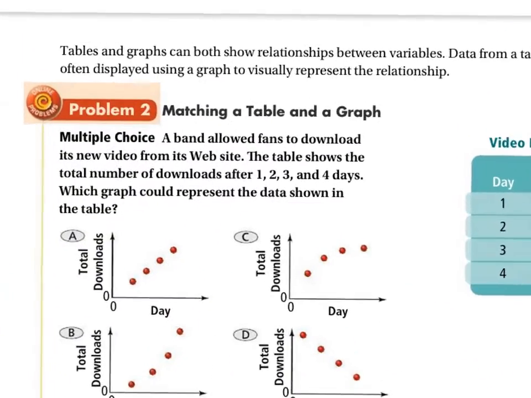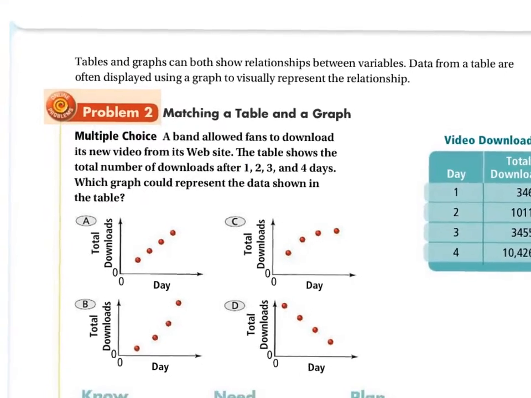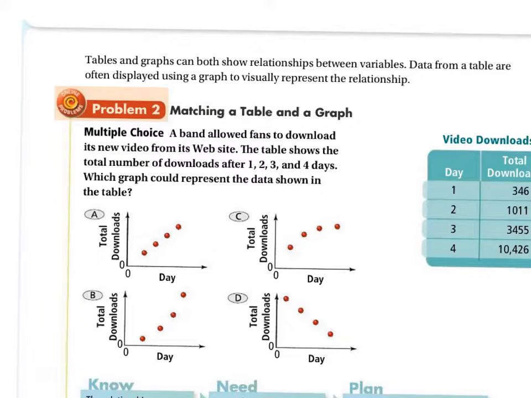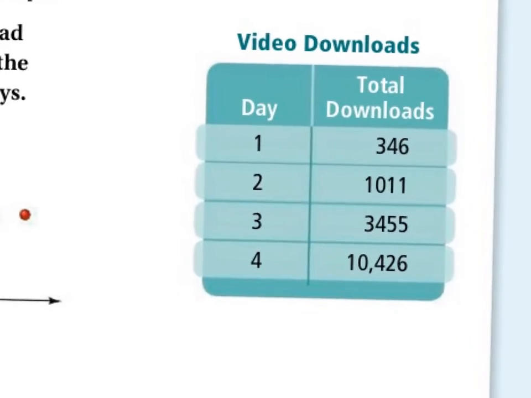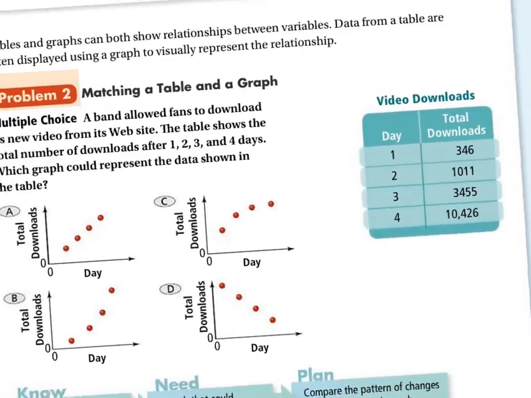So the next thing talks about how tables and graphs can both show a relationship between variables. So data from a table are often displayed using a graph to visually represent a relationship. So like if we're looking at problem 2, if we look at this graph, that may not mean that much to us, but if we look at this table, may not mean that much to us, but if we take the information from the table and plot these points on a graph, that's more visual. It's going to make it easier for us to tell what's happening.